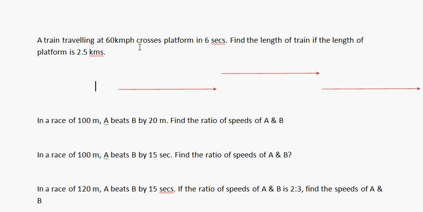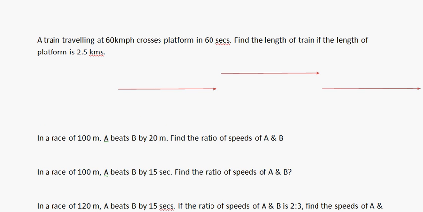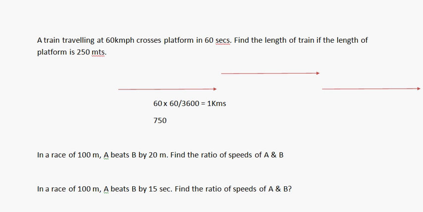And in this question it says the train crosses the platform in 60 seconds, right? Which means in 60 seconds how much length has it crossed? The platform is 250 meters. How much length has it crossed? It is 60 multiplied by 60 divided by 3600, right? Which is equal to 1 kilometer. Out of this 1 kilometer, 250 meters is the length of the platform. So what is the length of the train? It would be 1000 minus 250, which is equal to 750 meters. So the length of the train would be 750 meters.